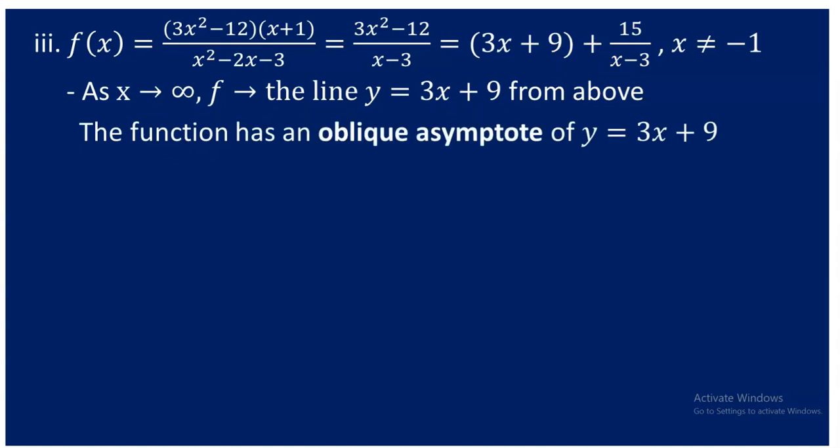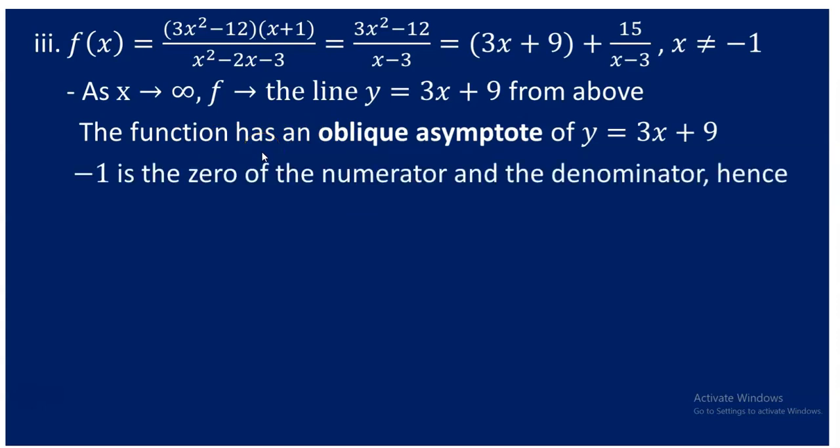And so the function has an oblique asymptote of y equals 3x plus 9. You can also tackle this by going to minus infinity. You will come across the same output, 3x plus 9. See, oblique asymptote. So the oblique asymptote is y equals 3x plus 9.